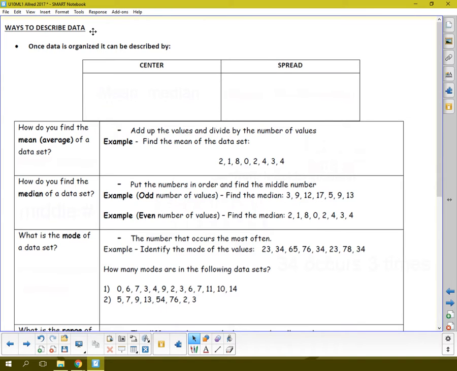Today, we're going to talk about some different ways to describe data. A data set is a set of numbers. You can organize it by its center, maybe the mean or the median. You can organize it by its spread. That might be its range, or what we call its IQR, which we'll talk about tomorrow.